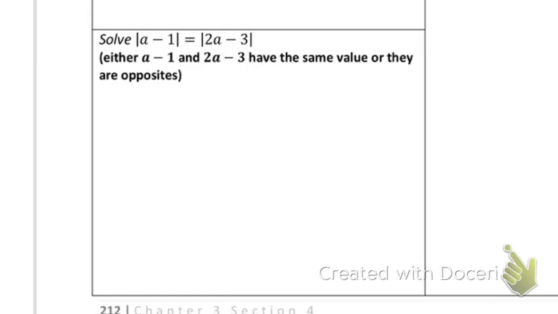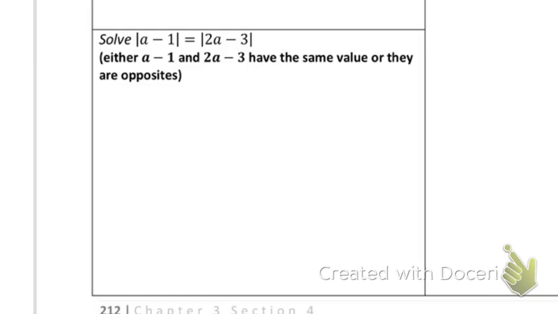Let's say a minus 1 equals 2, and 2a minus 3 also equals 2. Does that work? Does the absolute value of 2 equal absolute value of 2? Yeah. What if this one's 2 and this one's negative 2? Does that work? Yeah. Does it work if this is negative 2 and this is positive 2? Yes. Would this work if this is negative 2 and negative 2? Yeah. So we have two things that could happen. Either they're exactly the same number, like 2 and 2, or they're opposites of each other, and one's positive 2 and one's a negative 2. So either a minus 1 and 2a minus 3 have the same value, or they are opposites.